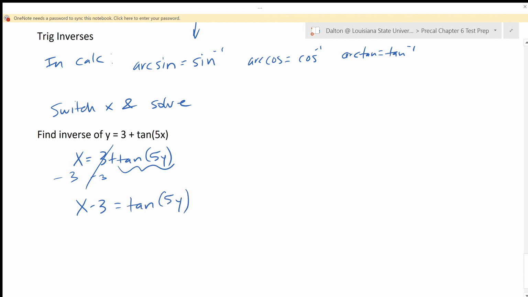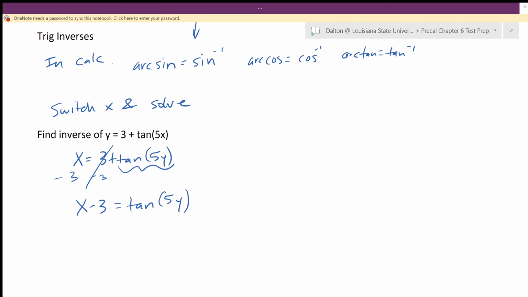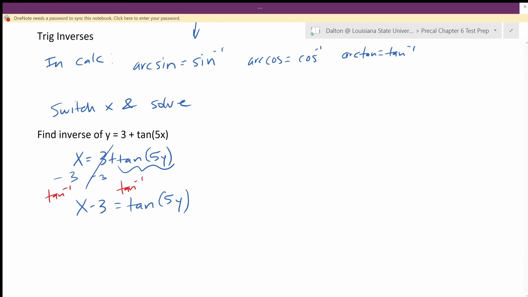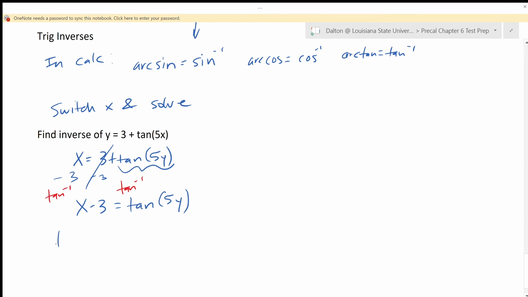So if I'm trying to get y by itself right now, it is stuck inside of tangent. So I'm going to use the opposite of the tangent function, which is tangent inverse or arctangent. So then if I take the tangent inverse of both sides, on the left side I have the tangent inverse of the entire side, x minus 3. And then on the right side, tangent inverse of tangent cancels, leaving me just with 5y. And then if I want to isolate y, I can divide both sides by 5.